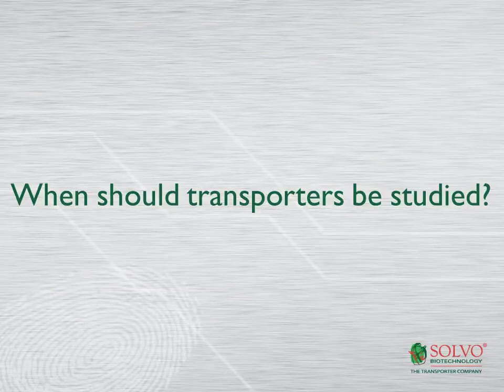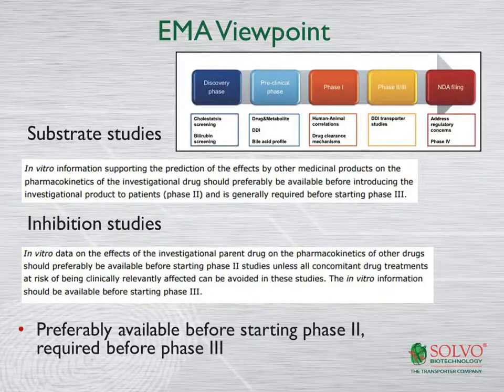Okay, why should transporters be studied? There are two topics mentioned, for example, by the EMA. They wrote it pretty nicely. Each drug needs to be studied as a substrate and as an inhibitor. And when should it be studied? It should be as early as possible.